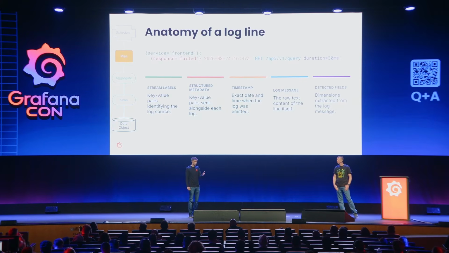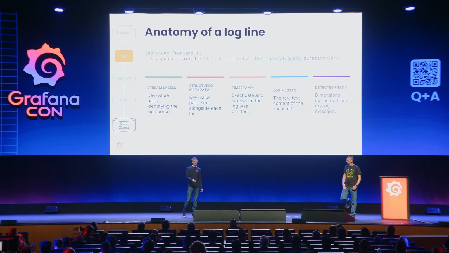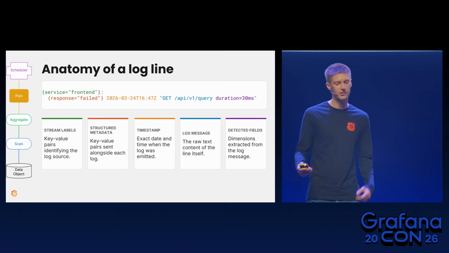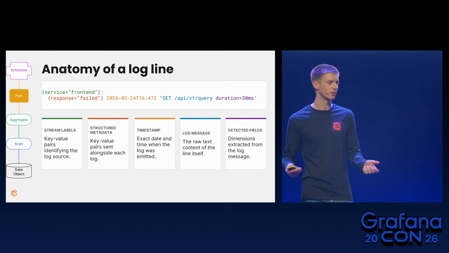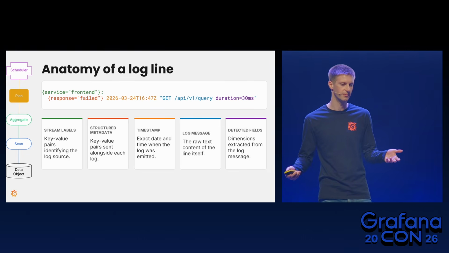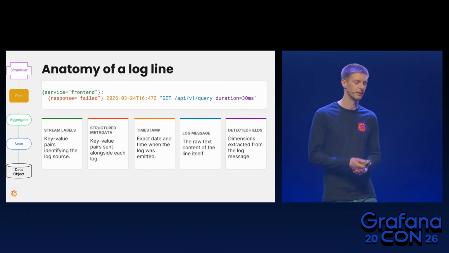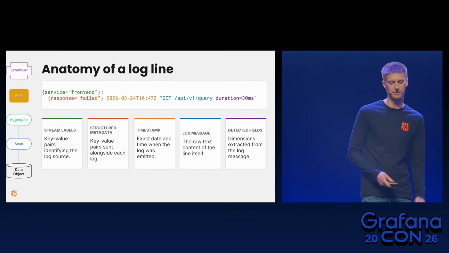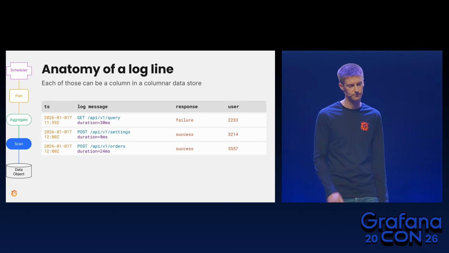If we take a look at the whole log line, we can see there are more properties than just the stream labels and the structured metadata that Trevor already mentioned. We also have the timestamp, the log message, and detected fields. Each of those is a candidate to be pulled into a column in storage in order to speed up these queries. But not all of these dimensions actually get pulled into storage.